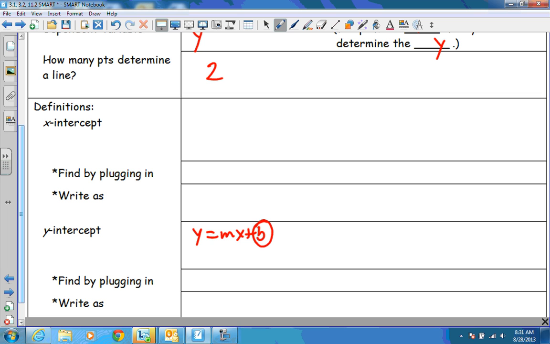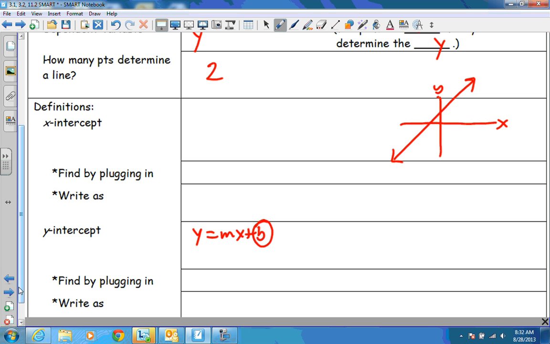Anything else about x? No, but thank you for trying. What do you remember about x and y intercepts? I just want to know, what do you remember? What if I draw a graph? Let's start there. I'm going to draw a line.